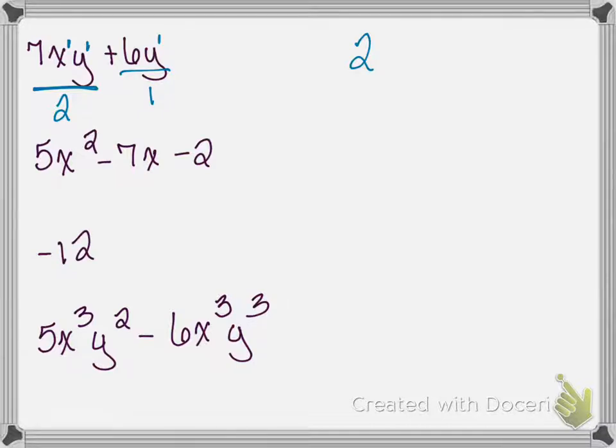Okay? 5x squared minus 7x minus 2. That's a quadratic. We don't have multiple letters. So what's the degree of this one? 2.